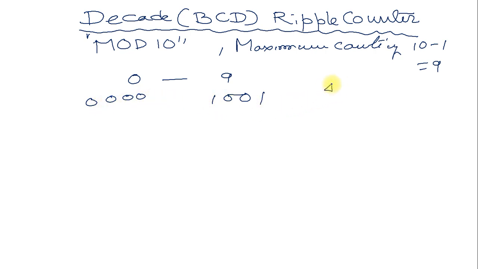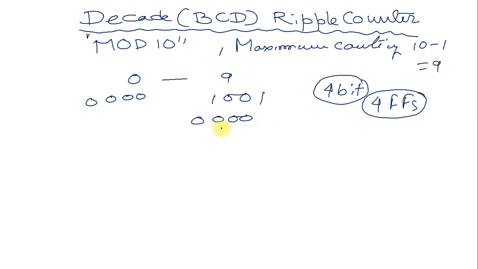So 4 bits are responsible, that means we need 4 flip flops for this purpose. To make this decade counter, we need 4 flip flops. Now we can draw the state diagram so that it is more clear.